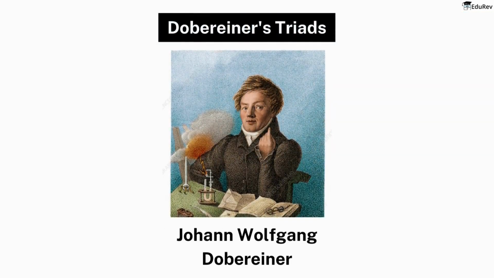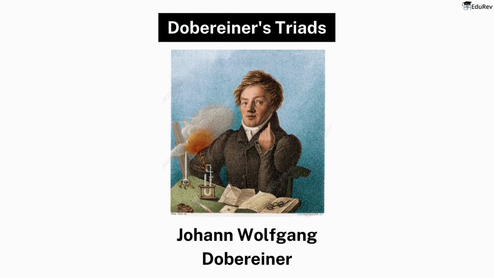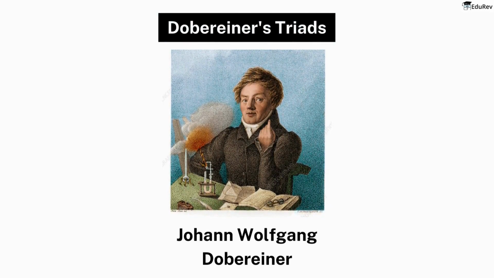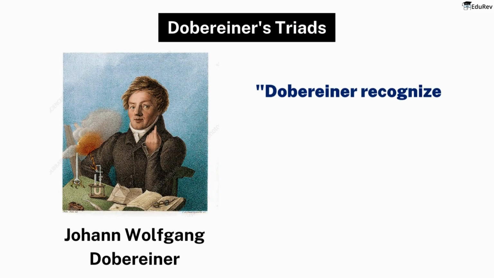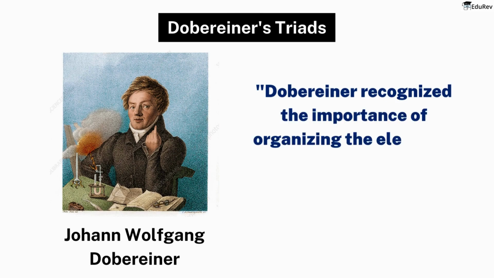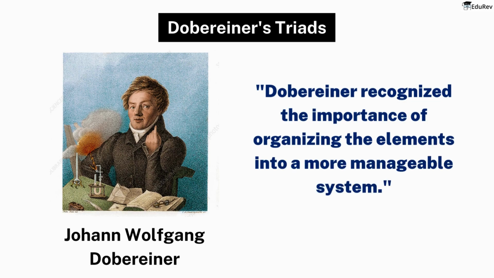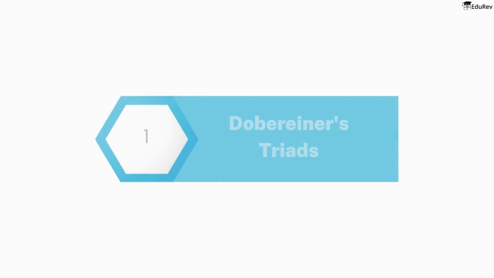Johann Wolfgang Dobereiner, a brilliant German chemist, is hailed as the first person to successfully classify elements into groups based on their similarities. In a time when the number of discovered elements was growing rapidly, Dobereiner recognized the importance of organizing them into a more manageable system. So let's take a deep dive into Dobereiner's triads and see how they contributed to the development of the periodic table as we know it.